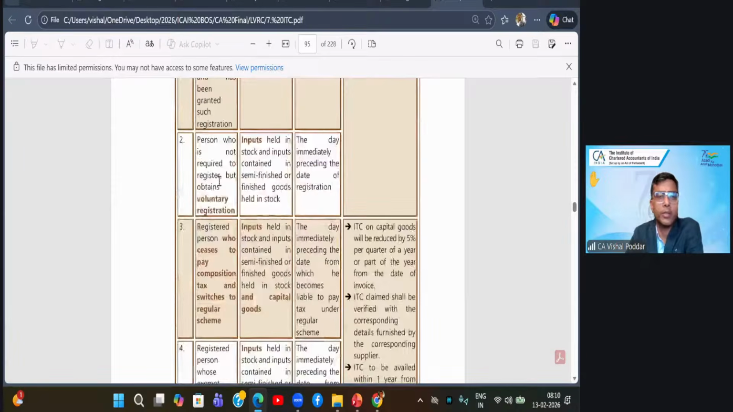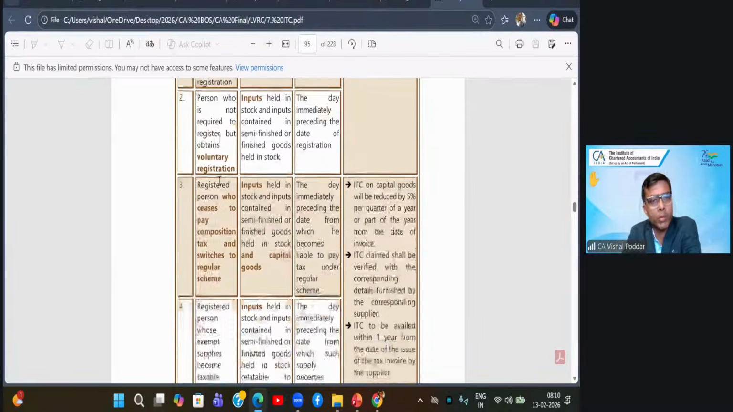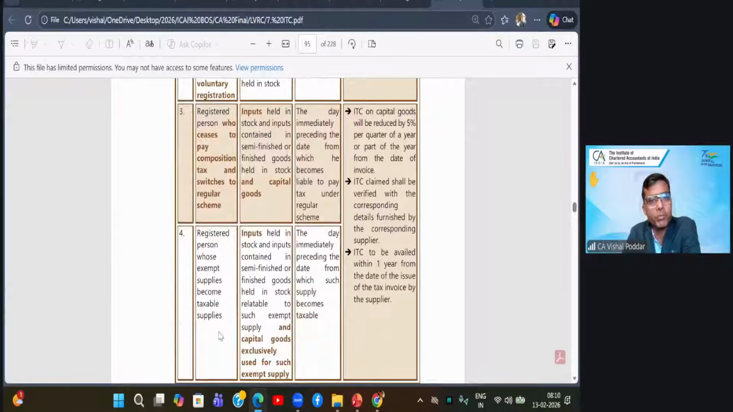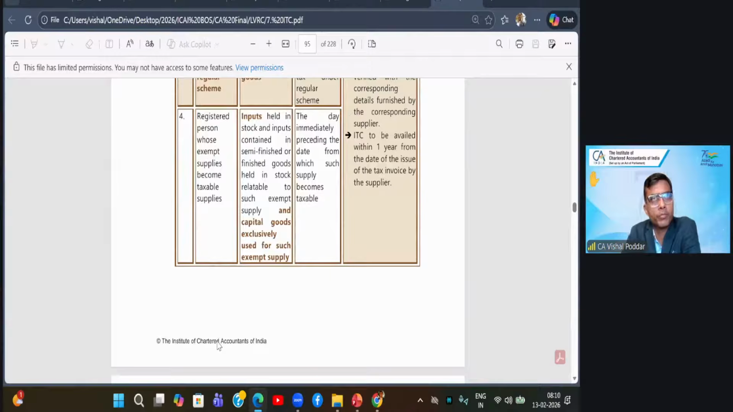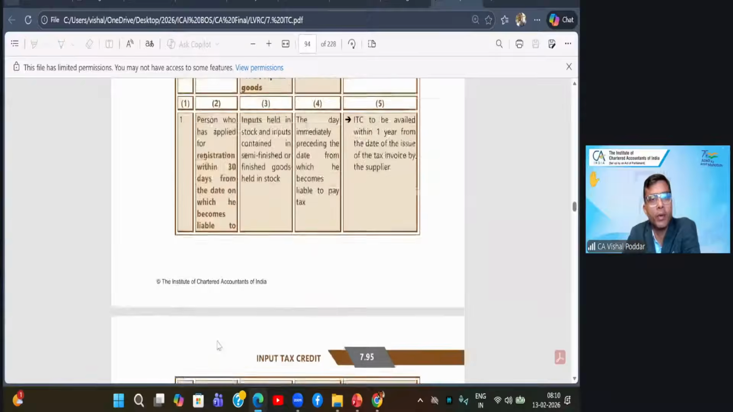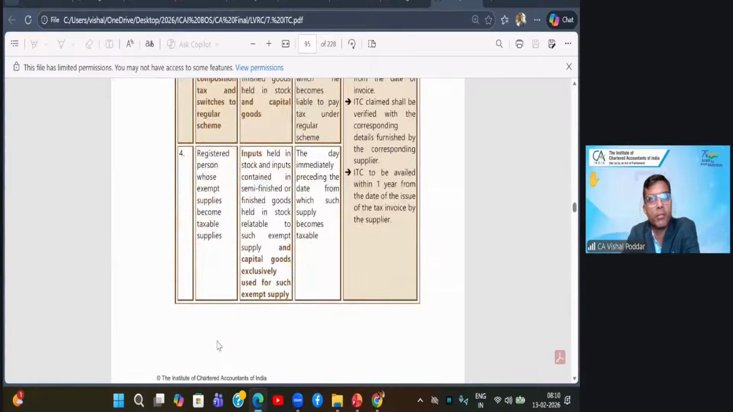100%. But anyways, go to part 2. Are you fitting in part 2? Person who is not required to register but obtains voluntary registration. This is not, 100%. No. Okay. Now part 3. Registered person who ceases to pay composition tax and switches to regular scheme. No, not this one. Part 4. Registered person whose exempt supplies become taxable supplies. So this is the one. No, but you said 1, na? One is for turnover limit, I suppose. You have to check 1 and 4 and tell me which one is applicable, 1 or 4.